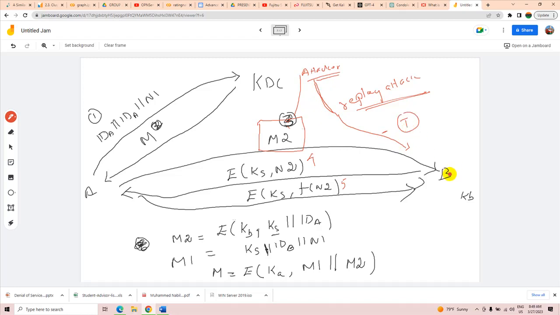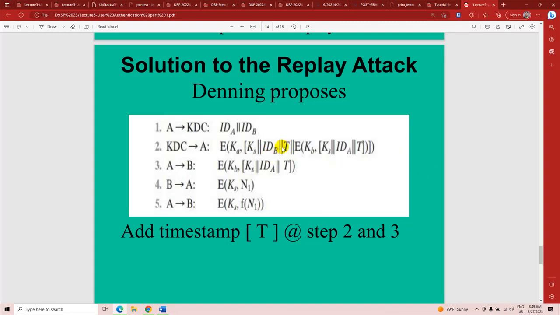So the T value will tell B whether this message is a latest, new message or an old message. If it is an old message, then B will reject it, thereby protecting itself from the replay attack. So the solution, please students, is adding the T.